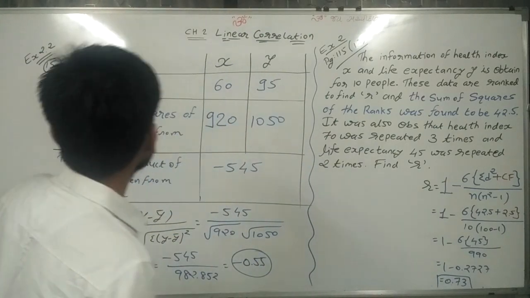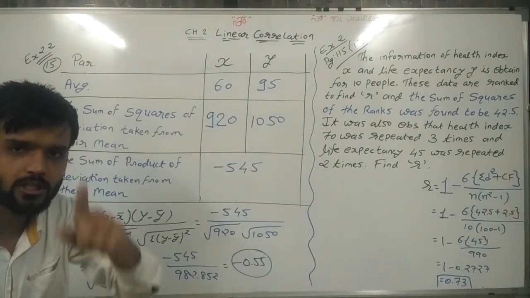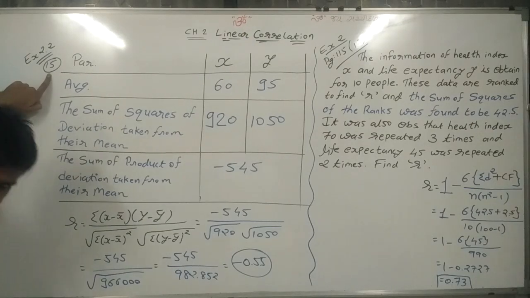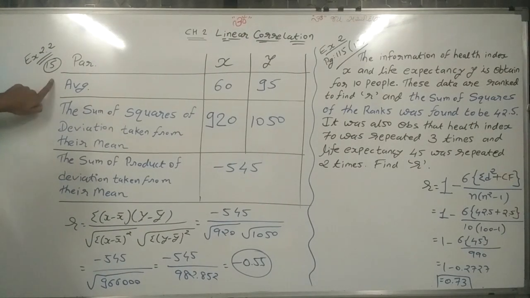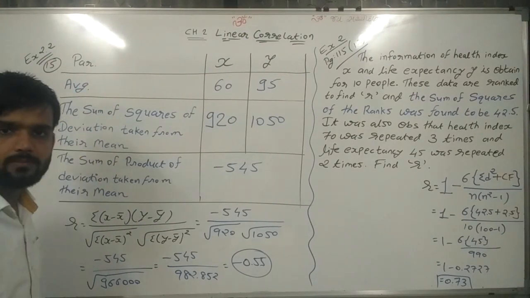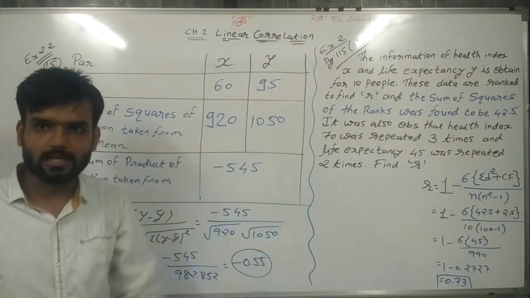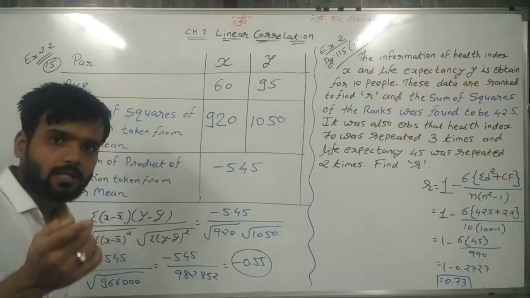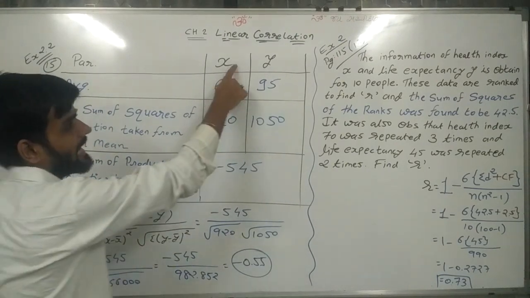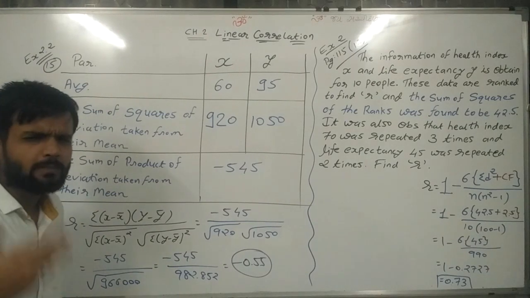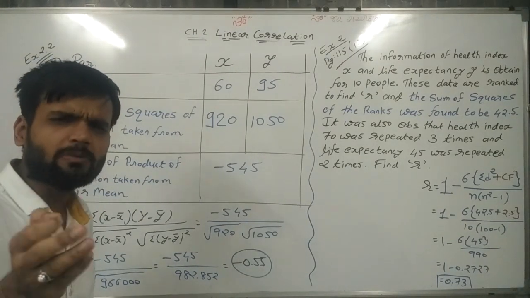See here. Now one question. Exercise 2.2, sum number 15. Particulars are given. Variables x and y are there, and the average is given. Now, what is meant by average?